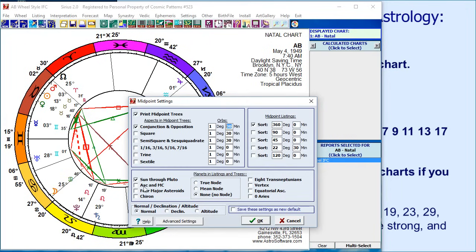Also, we cannot really include the ascendant and midheaven because if the birth time is off 5 or 10 minutes, the orbs change so quickly that we don't want to include something that may not really be there, so we have to leave those out. Over here is midpoint listings. I'll leave this checked. We're not really going to use that.